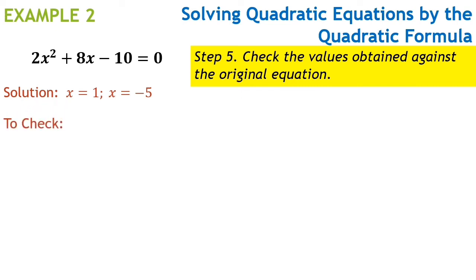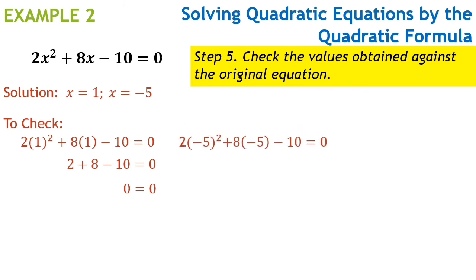Let us check the first value, x equals 1. Substituting 1 to the variable x, we will have 2 times 1 squared plus 8 times 1 minus 10 is equal to 0. Performing the operation, it will become 2 plus 8 minus 10 is equal to 0. Combining those numbers, we will have 0 is equal to 0.